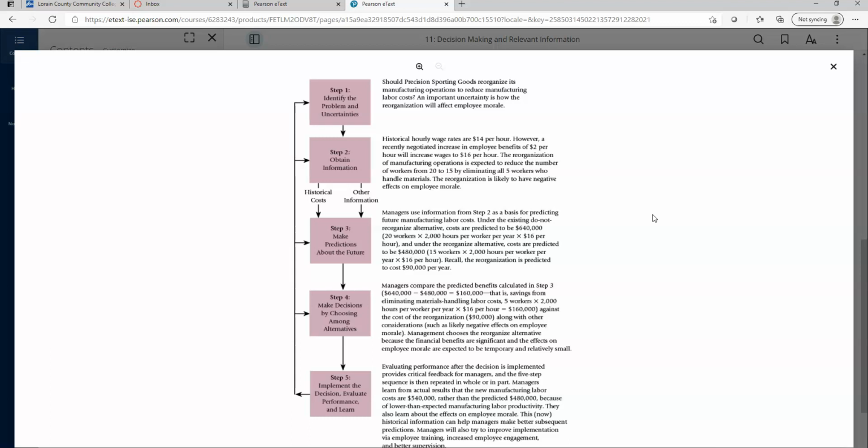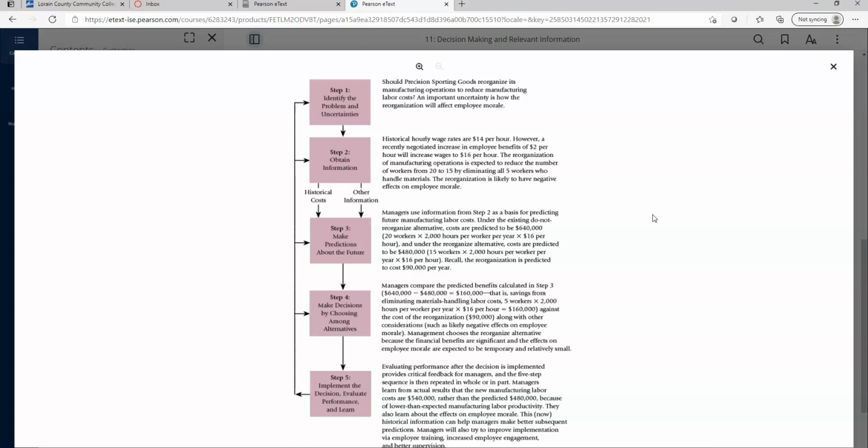So then we go to step two, obtain information. Historically, wage rates have been $14 an hour, but because of a negotiated increase recently in employee benefits of $2 per hour, our labor costs will go up to $16 per hour. So the reorganization plan will reduce the number of workers from 20 to 15. And how do they do that? It's by eliminating all 5 workers who handle materials. And the company, when it obtains information, decided that it was likely to have a negative effect on employee morale.